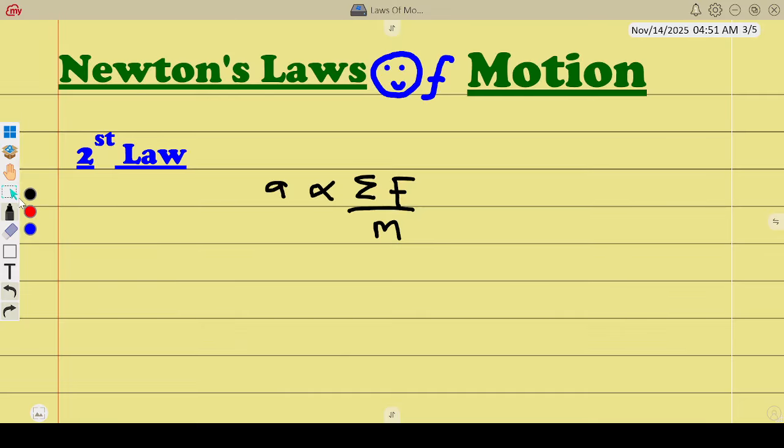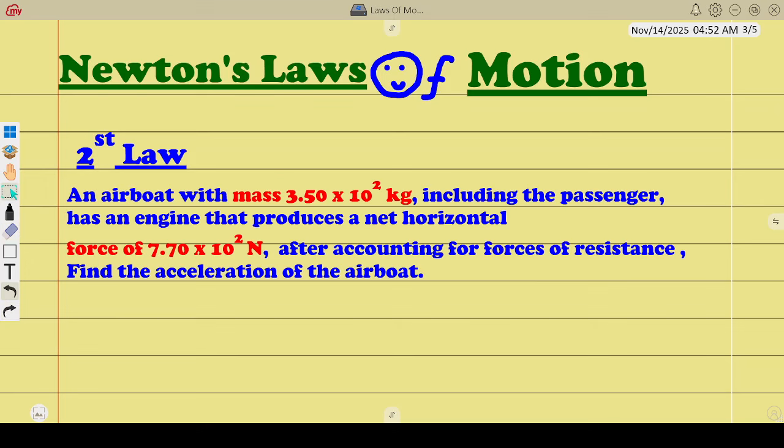At this point, you're ready for an example. Let us go through something that we can solve. Okay, so there is our first example. Remember, I said we're going to have a number of practice questions, so stick around. By the time we're done, you'll have ideas on how to solve a number of things. Here we have an airboat with a given mass, including the passenger, and an engine pushing it with a given force. After accounting for the force of resistance, find the acceleration of the airboat.